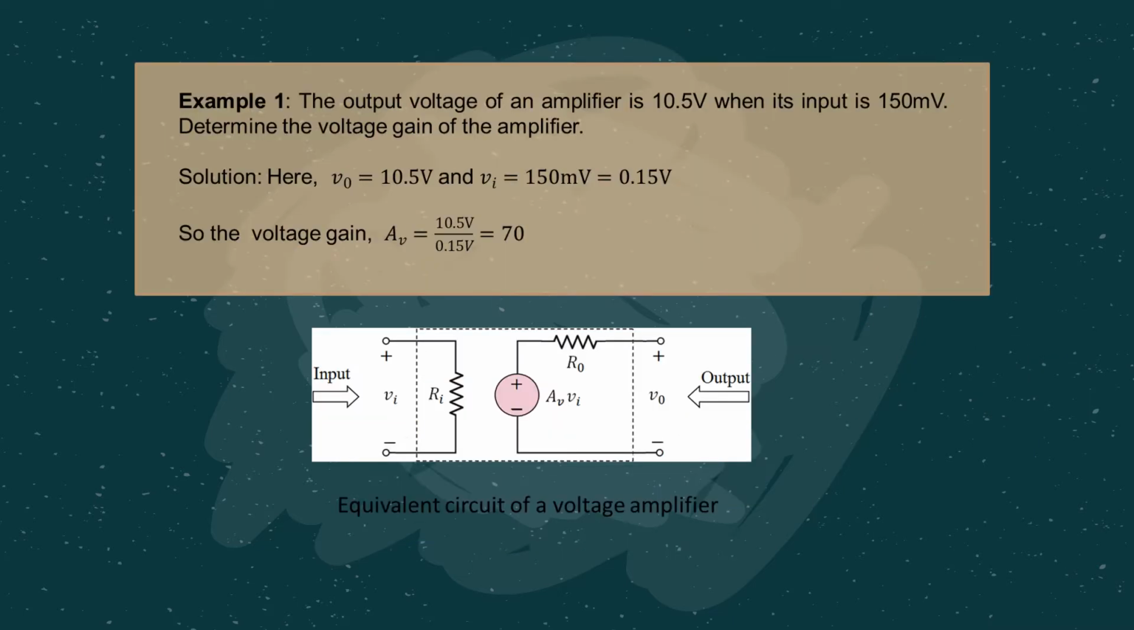Here is one simple example on voltage amplifier. It's given that output voltage is 10.5, input voltage is 150 millivolt. So straight away you can get the voltage gain by getting the ratio of these two, 10.5 over 0.15. So you are going to get AV equals 70. What does it mean? It means that the signal is amplified by 70 times.